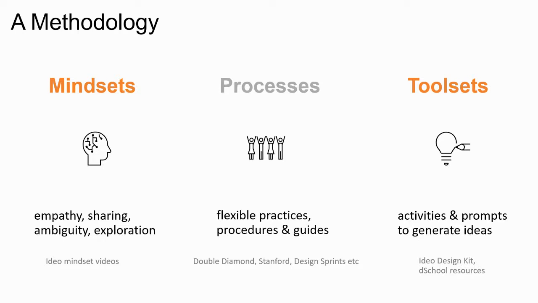Processes. When I'm talking about processes here, this is about what does all this stuff that we do and the thinking that we do sit within? And this could be a double diamond approach as a way of framing. It could be that you're doing a design sprint, which is very rigid in the way it tells you to work through these processes.